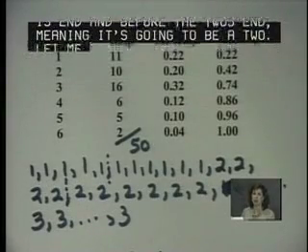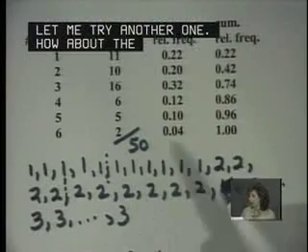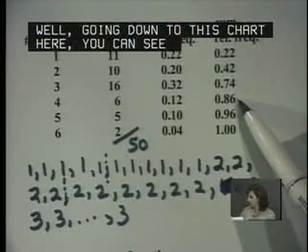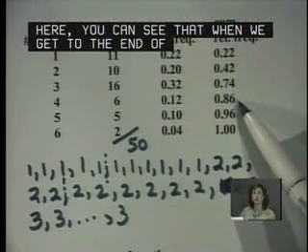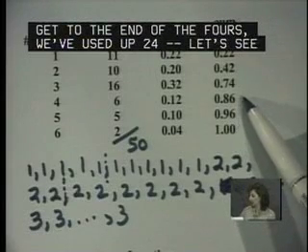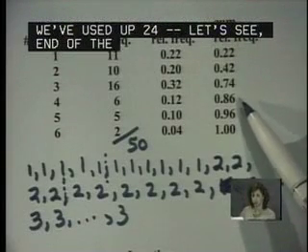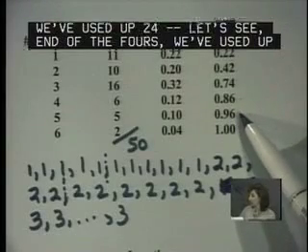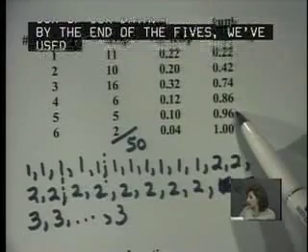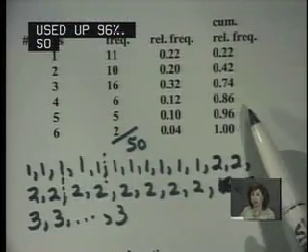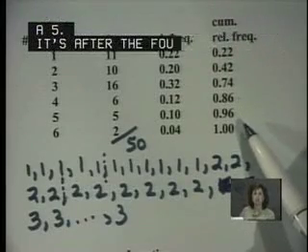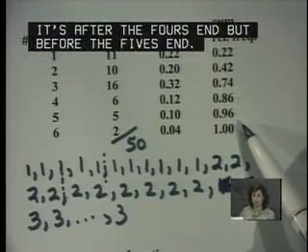Let me try another one. How about the 90th percentile? Well, going down to this chart here, you can see that when we get to the end of the 4s, we've used up 86% of our data. And by the end of the 5s, we've used up 96%. So our 90th percentile must be a 5. It's after the 4s end, but before the 5s end. So our 90th percentile would be a 5.